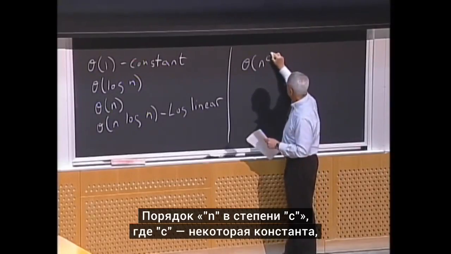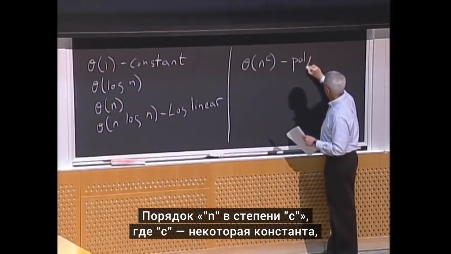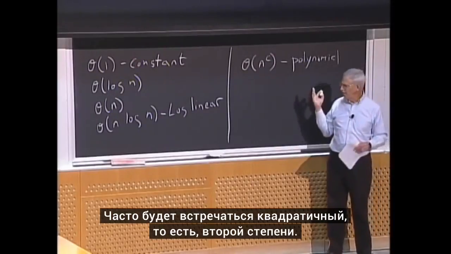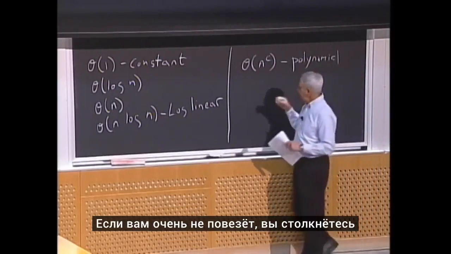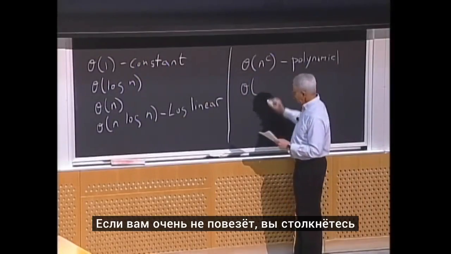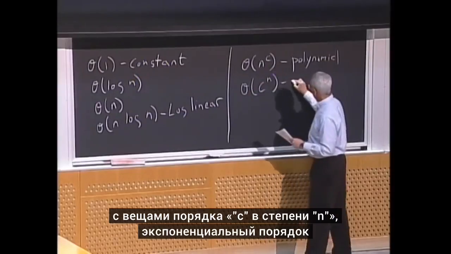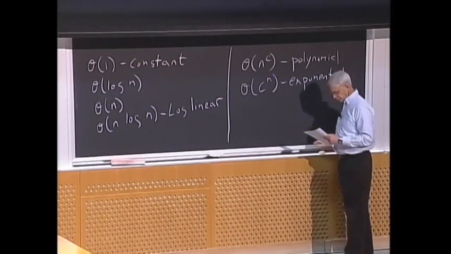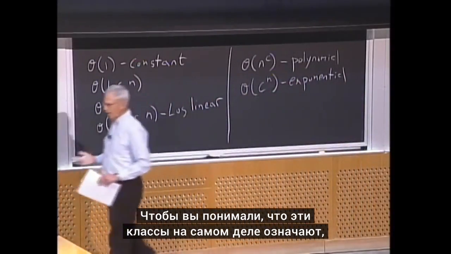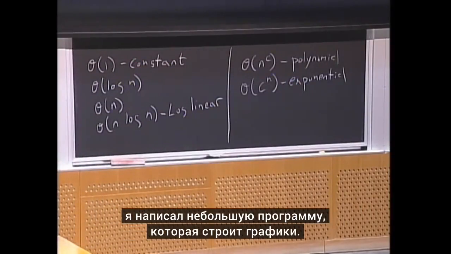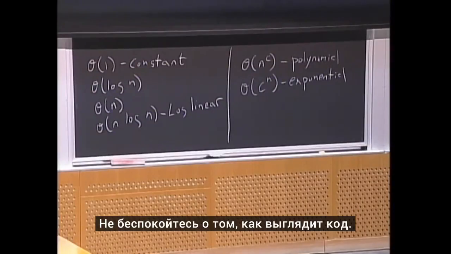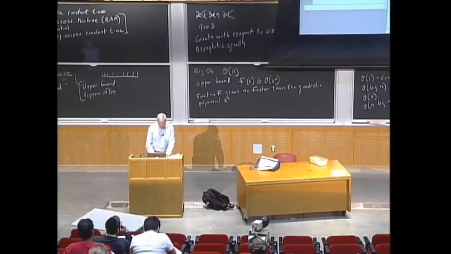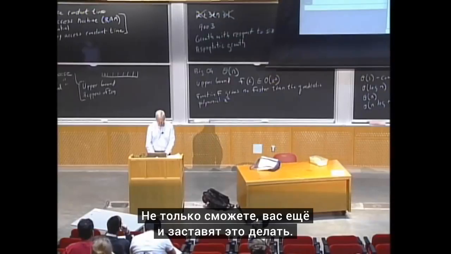Order n to the c, where c is some constant. This is polynomial. A common polynomial would be squared, as in quadratic. And then, if we're terribly unlucky, we run into things that are order c to the n, exponential in the size of the input. To give you an idea of what these classes actually mean, I wrote a little program that produces some plots. Don't worry about what the code looks like. In a few weeks, you'll be able to write such programs yourself. Not only will you be able to, you'll be forced to.